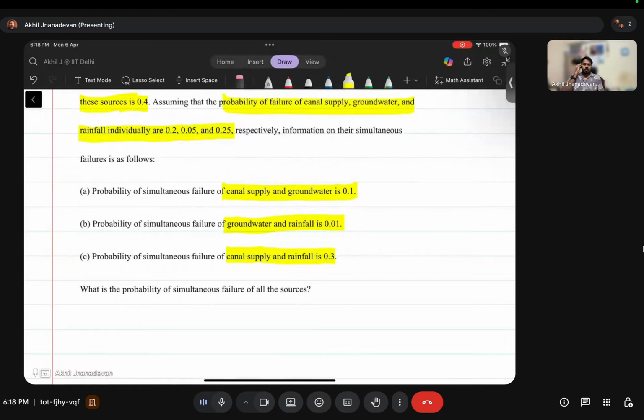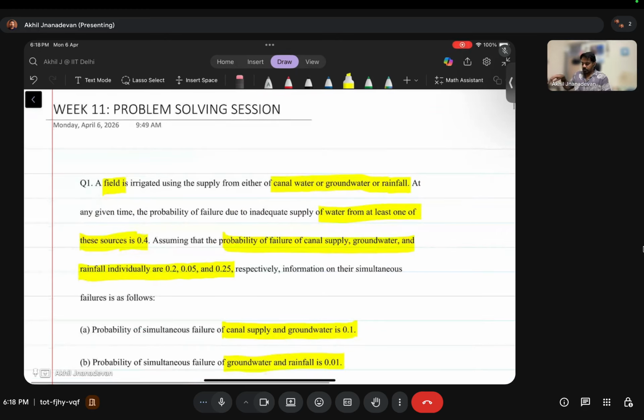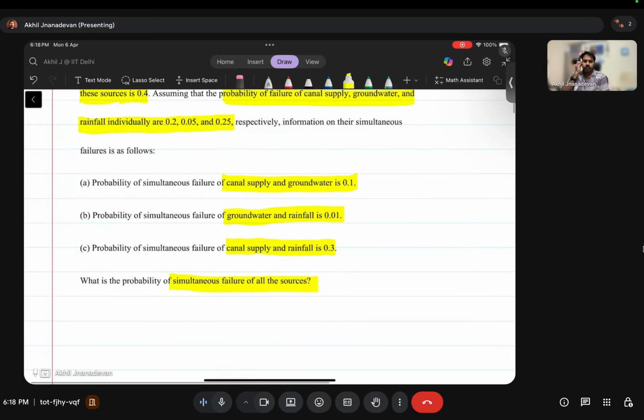So, what is the probability that all three sources are failing? That is what we need to identify, right? From this question, it is very clear that three events are possible: failure of canal water supply, failure of groundwater supply, and failure of rainfall supply. So we can take them as three different events, right?